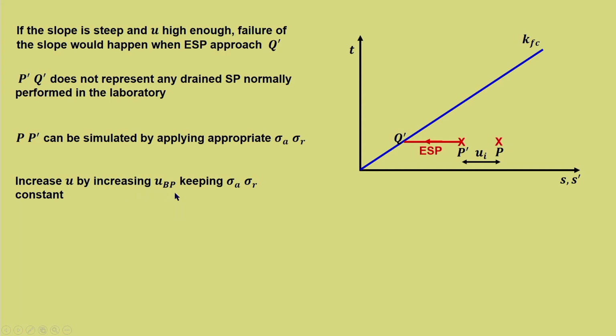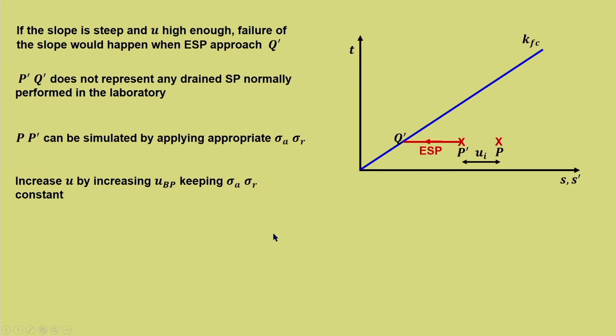Now, we know there is a way of increasing pore water pressure which we have known from saturation, that is by increasing the back pressure. At that point of time, it did not destabilize the soil because we increased both confinement and back pressure together. But in this case, if we do not disturb the stresses, that is axial and radial stresses, and keep on increasing the pore water pressure in terms of back pressure, then that will simulate a situation very close to the infinite slope condition that we just discussed. So, increase U by increasing UBP, keeping sigma A and sigma R constant. That will give us this appropriate effective stress path.